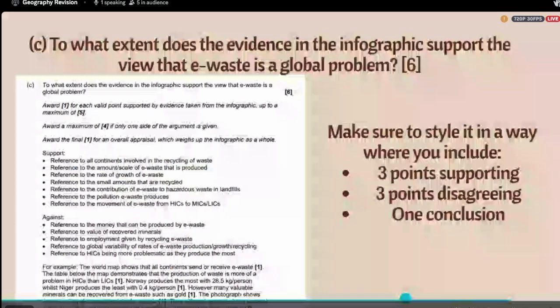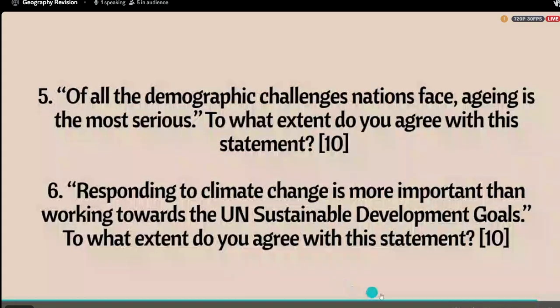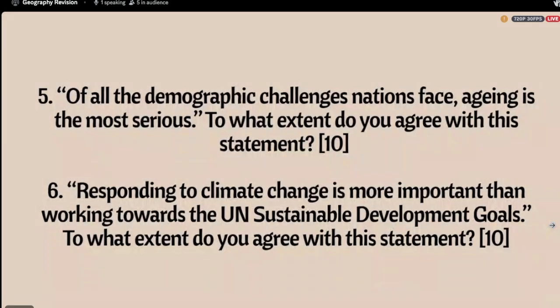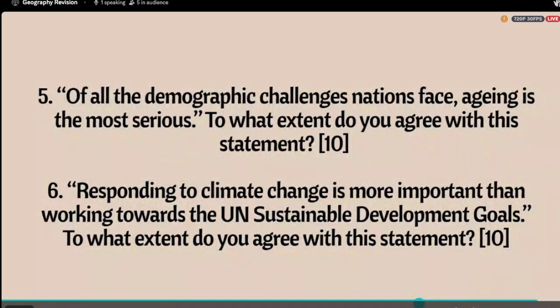So let's use an example. Okay, so you have two of these questions. One is, of all the demographic challenges nations face, aging is the most serious. To what extent do you agree? Six, responding to climate change is more important than working towards the UN Sustainable Development Goals. To what extent do you agree? So, off the top of the bat, which one do you think you're going to do? Which one do you think you'll be most comfortable with if this was in exam conditions? Like me personally, I would do question 1, but other people could do other ones.